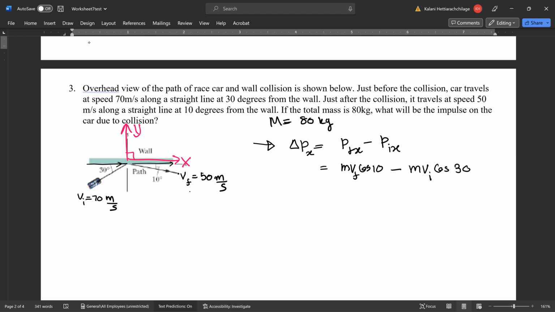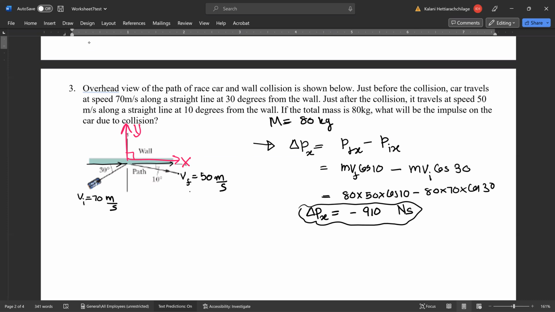Okay. So since your information is given, you can definitely plug in here, right? So mass is given 80, and V final is 50 and cosine of 10, minus 80 times 70 times cosine of 30. And what I get after I do the calculation in the x direction, I got negative 910 units of Newton second. Okay, that is my x directional. That's not the answer yet. That is the x directional change of momentum. Now you need to do the y directional change of momentum too, right?